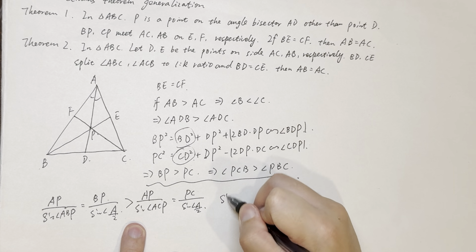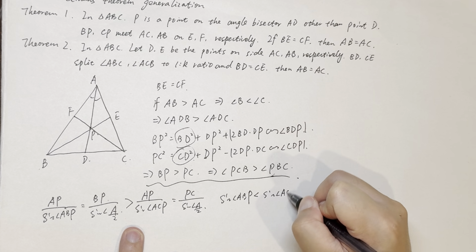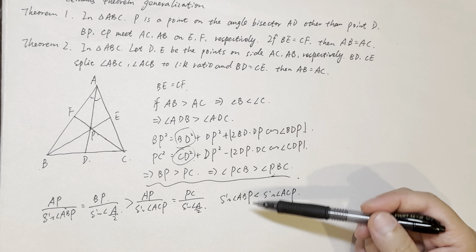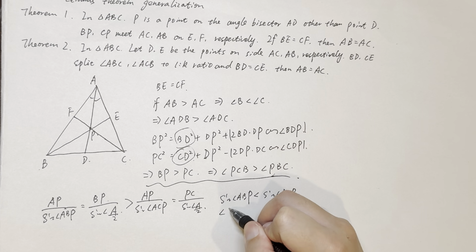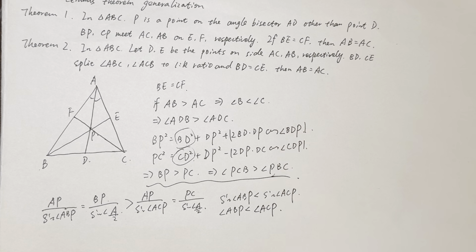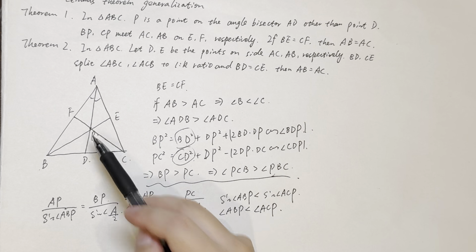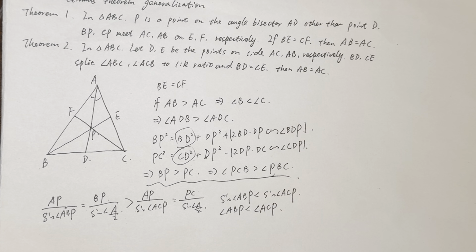Now we know that sine angle ABP is smaller than sine angle ACP. And obviously angle ABP and angle ACP are acute angles, so we know that angle ABP is less than angle ACP. Right? Angle ABP is less than angle ACP. And if you recall the method we used in the last video for the simplest way to prove the equal sides, the second method I used in the last video.